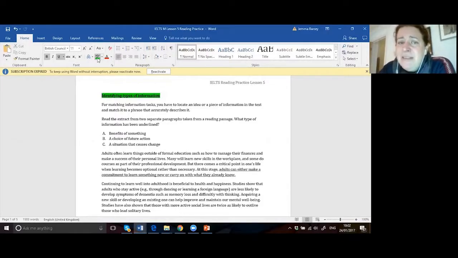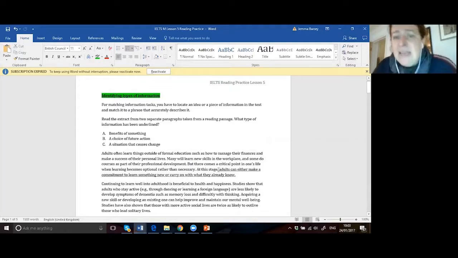So this is another type of question that you might get in the reading. If you remember before, we looked at matching paragraphs to headings and trying to read things really quickly. So this is where you want to read the paragraph to get the general idea, okay? So you want to read it very quickly and get the general idea, and then match it to some options that the questions will give you. So I've got two extracts here, one starting with adults often learn and two continuing to learn, okay?